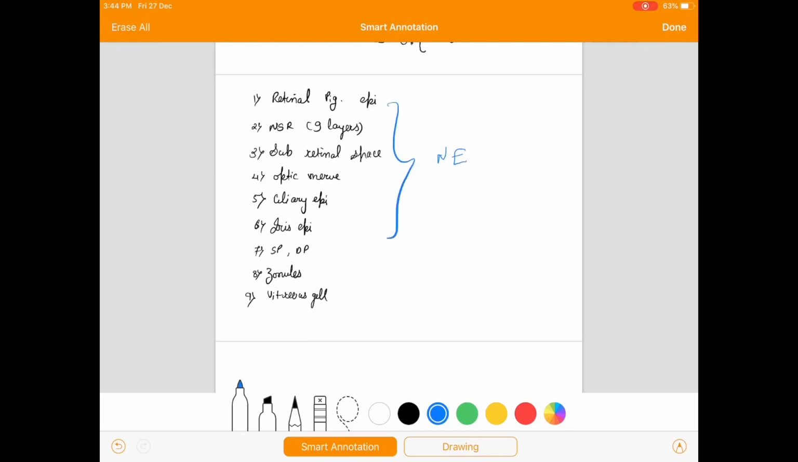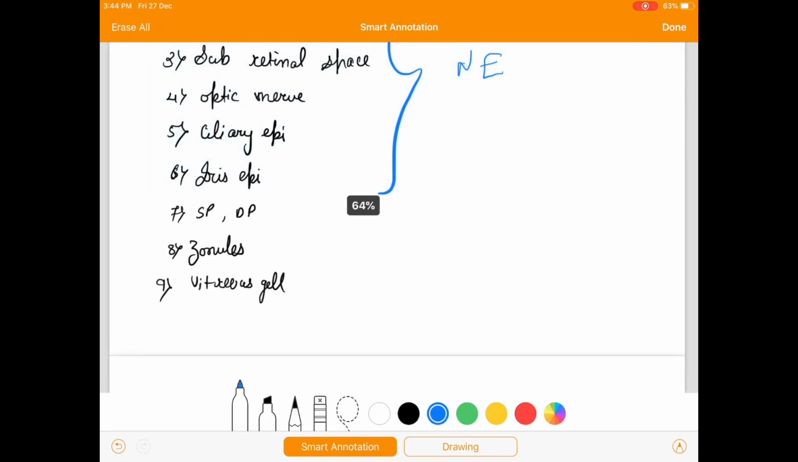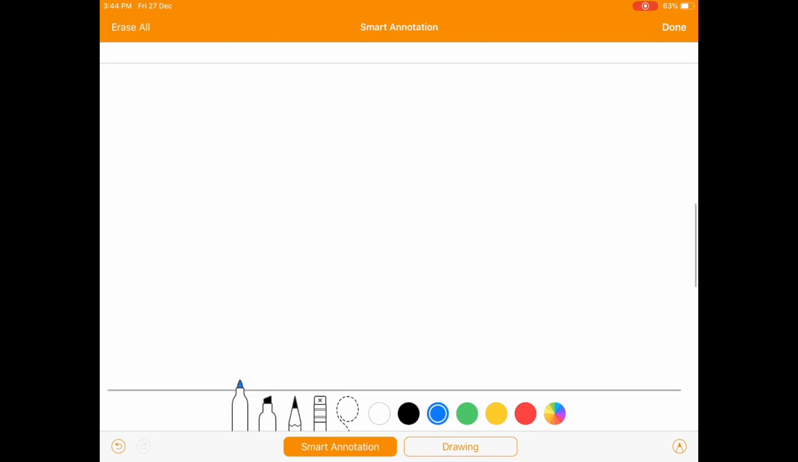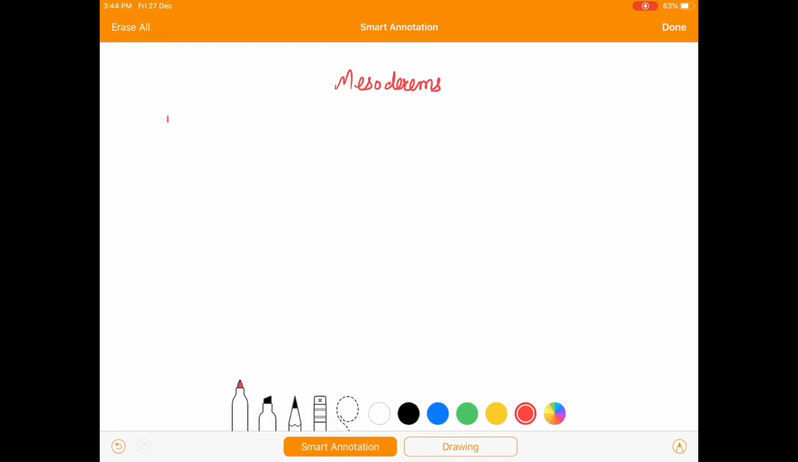Neuroectoderm. Okay, now let us move towards the derivatives of mesoderm. See, there is one rule which I think is a good way to learn the derivatives of mesoderm: mesoderm always gives rise to connective tissue. What thing? The connective tissue. So first of all we'll move towards the heading, mesoderm.